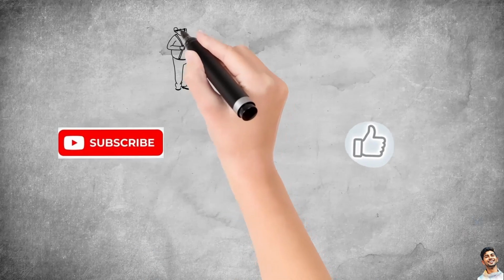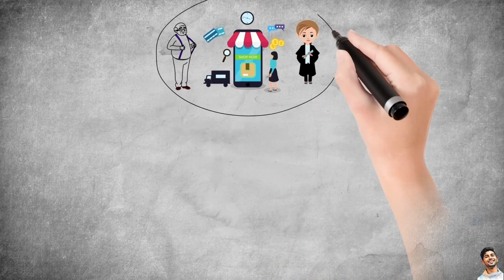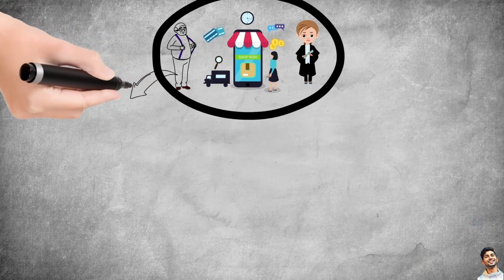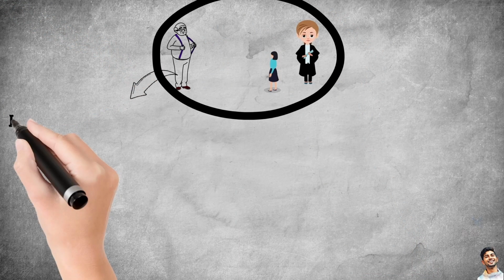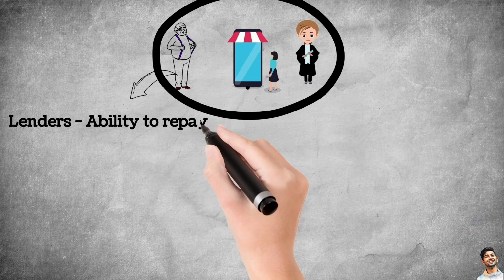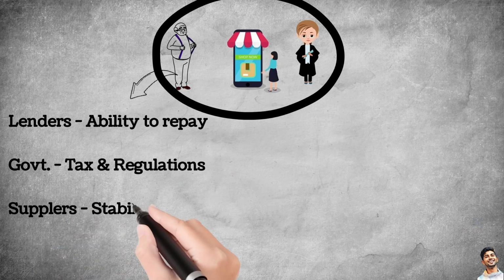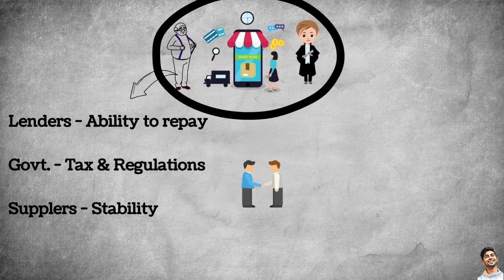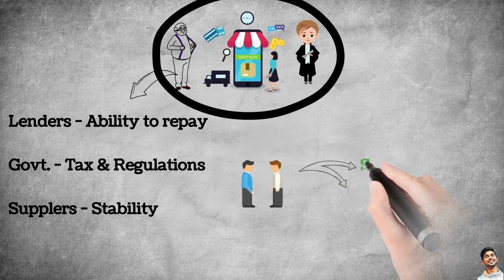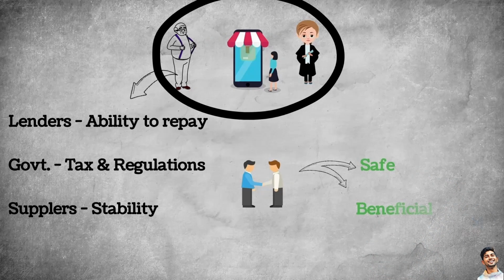Now let's talk about external users. External users are the people outside the business, but they still need financial information to make decisions. For example, investors want to know if the business is worth putting money into. Lenders or banks check if the company can repay loans. Government authorities use it for taxation and regulation. And even suppliers and customers, in some cases, want to understand the stability of a business. External users rely on the financial statements to decide how safe or beneficial it is to deal with the business.